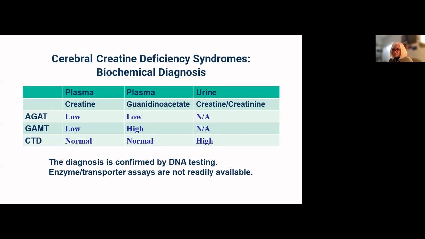For creatine transporter deficiency, the best specimen type would be urine, because creatine and guanidinoacetate in plasma will be normal. In urine, the creatine-creatinine ratio will be high, because if you have a creatine transporter deficiency, creatine is not going to be reabsorbed. The excretion of creatine in the urine is going to be much higher than normal. The diagnosis is usually confirmed by DNA testing. Enzyme or transporter assays are not readily available on a clinical basis.